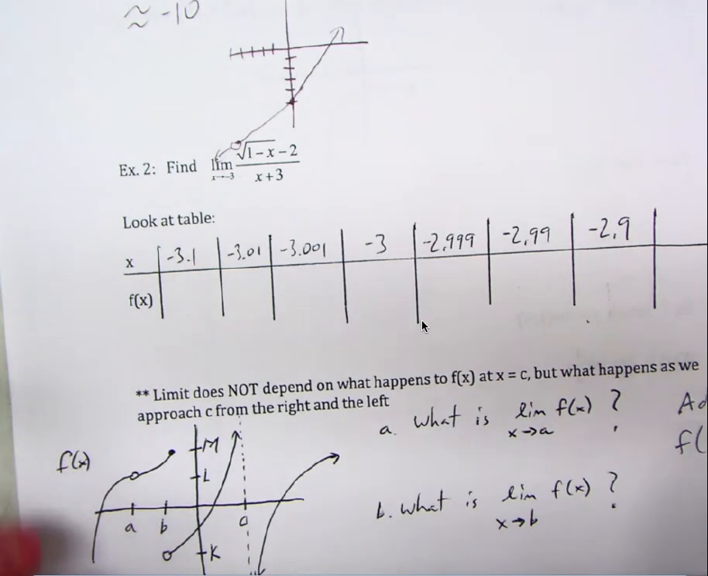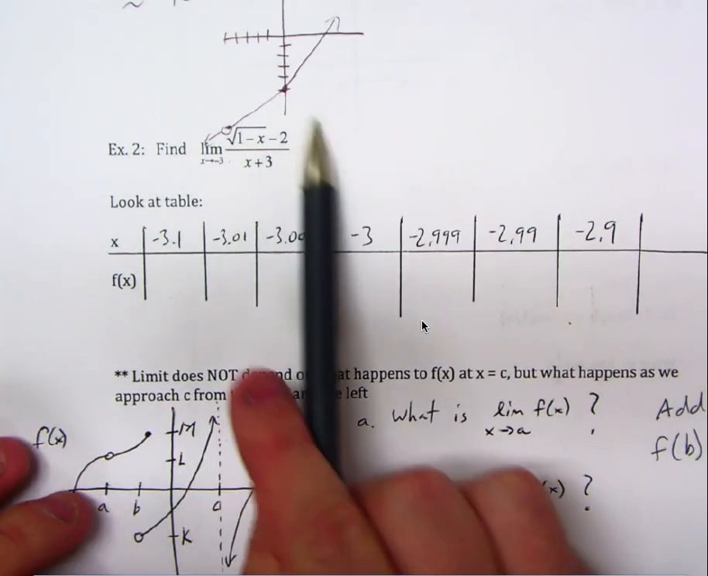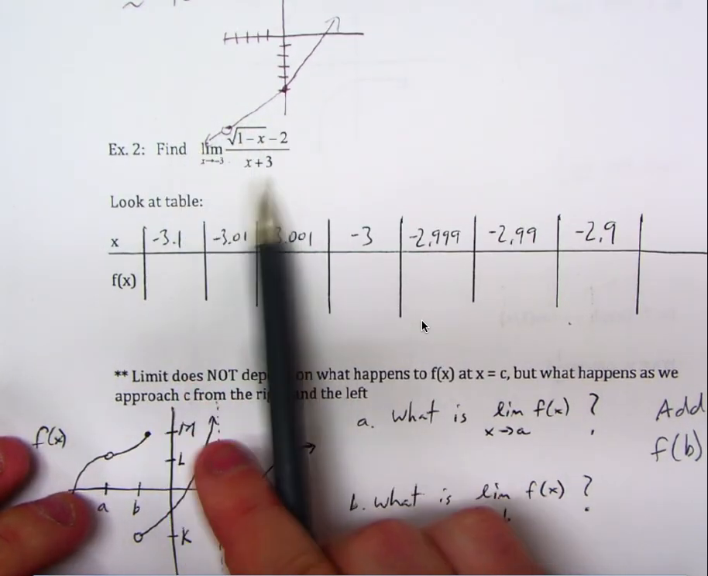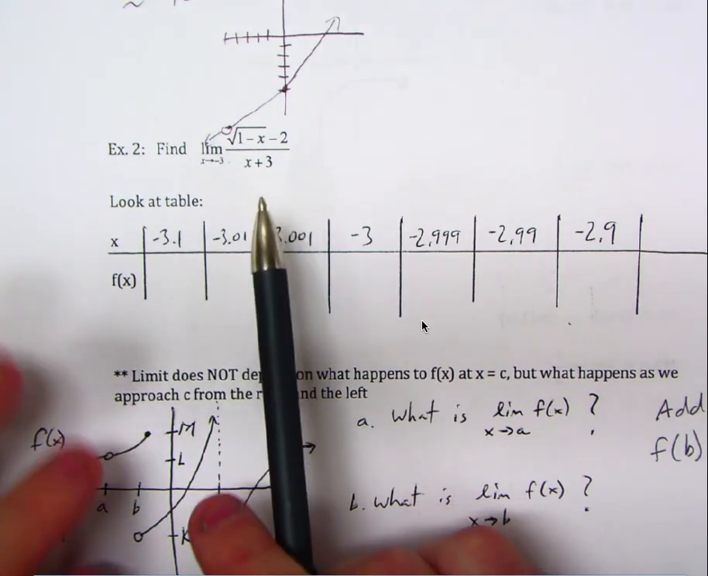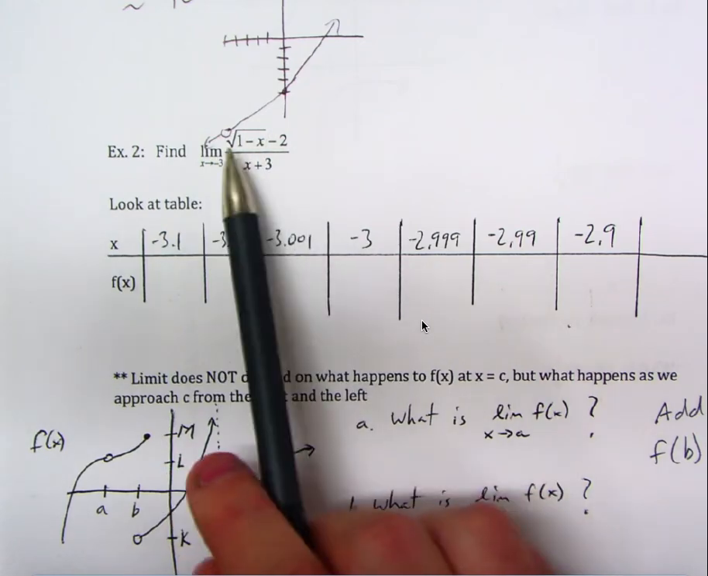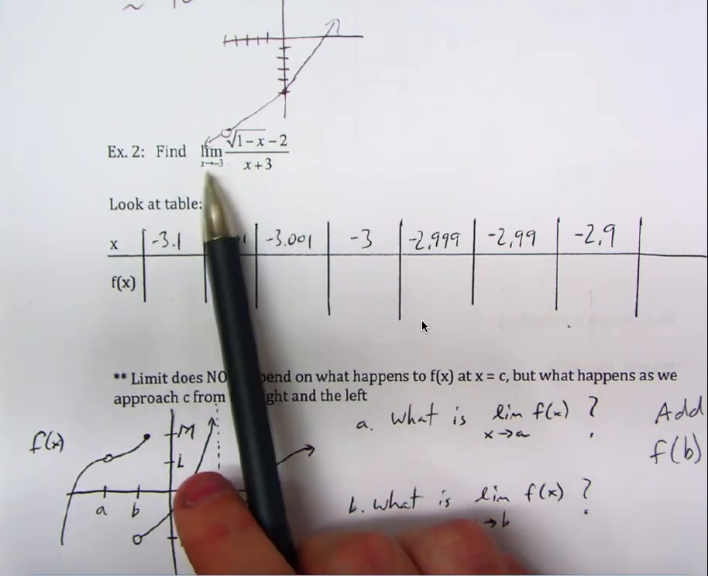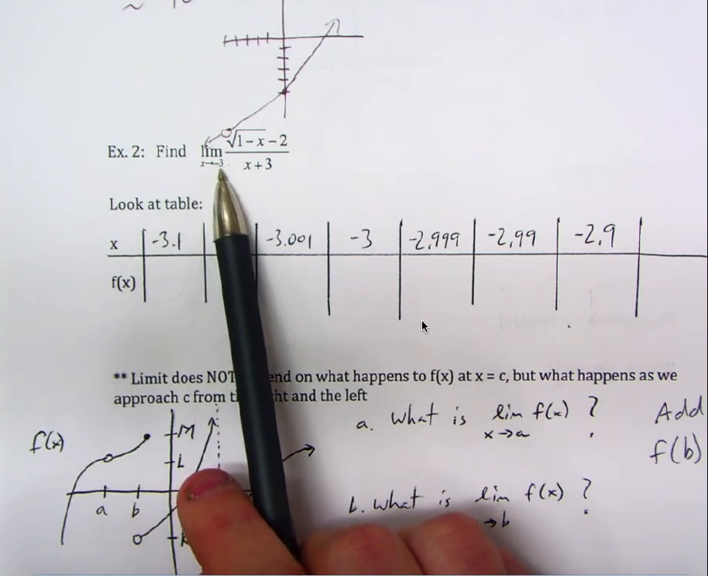Okay? So let's look here at example 2. Now I'm going to read this and kind of explain the notation and what this is asking you to do. So the way this is read, this is saying find the limit of the square root of 1 minus x minus 2 over x plus 3 as x approaches negative 3.